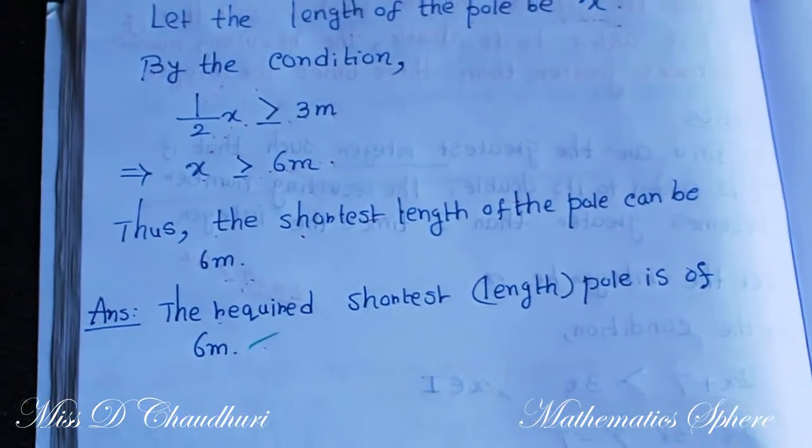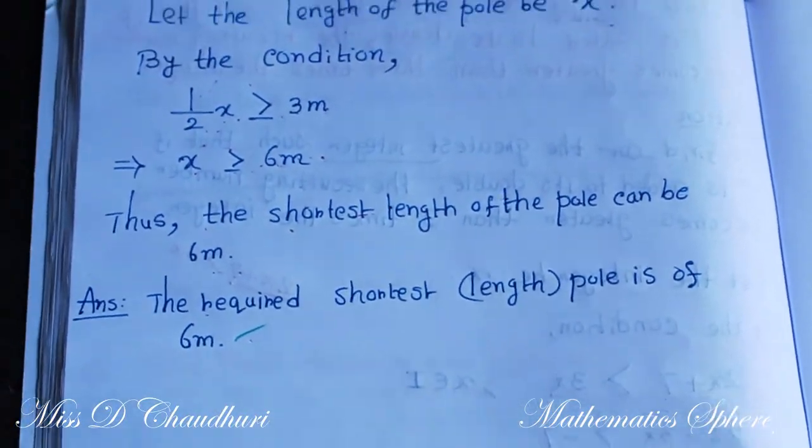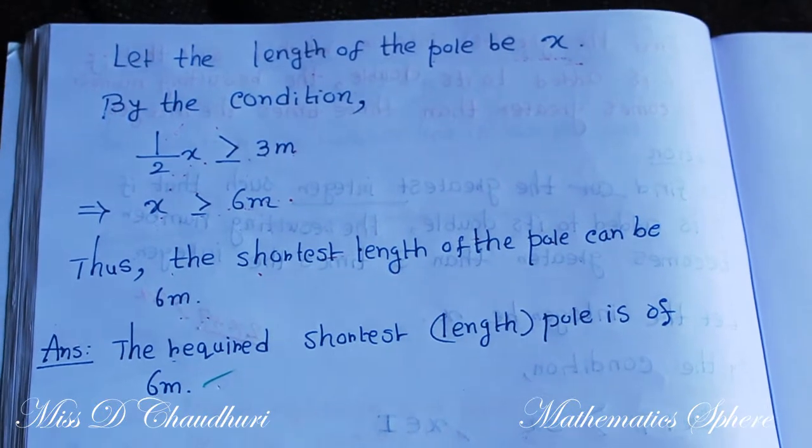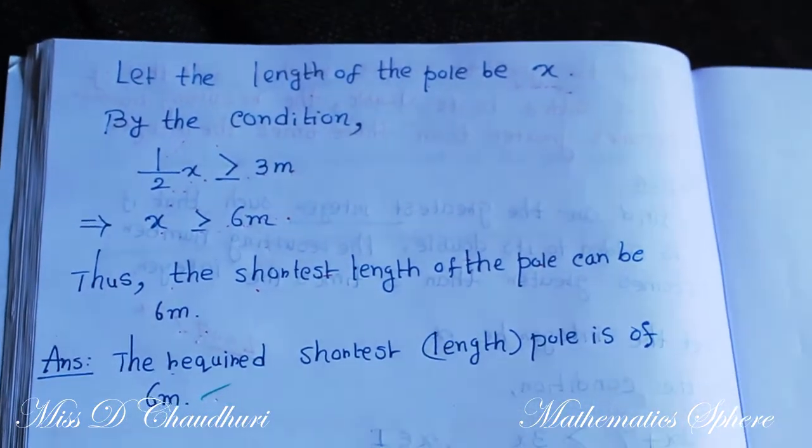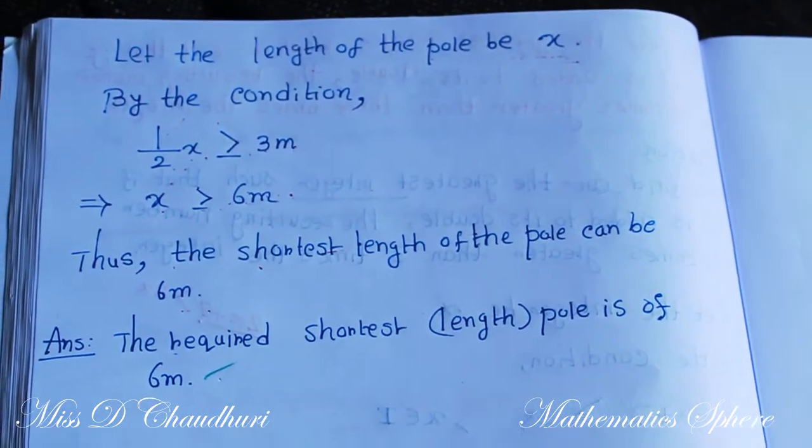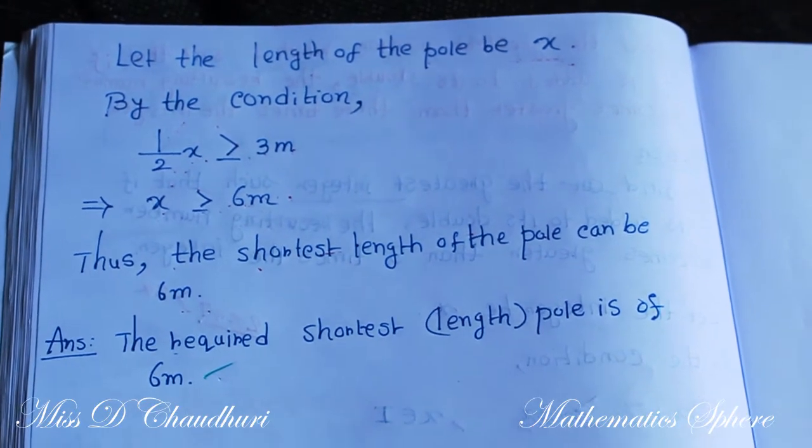So this is all about inequality. Same type of sums come in the examination every year. All these types of sums will be coming. Just practice them properly and it will be over.